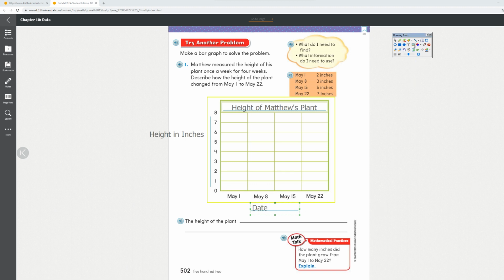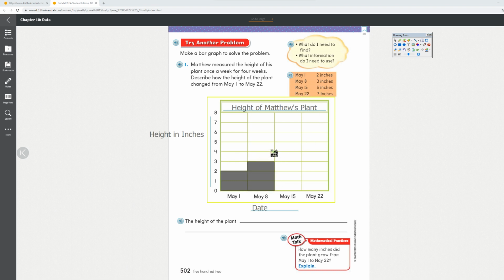So the height, oh yeah, let's finish creating the bars now for the data. So here's the data in the orange box. May 1st, we have 2 inches. So May 1st, let's go ahead and do 2. May 8th, we have 3. So let's make a bar for May 8 that stops all the way at 3.